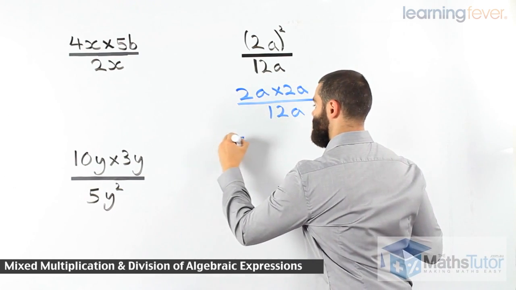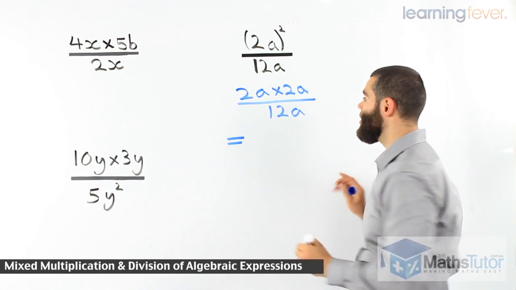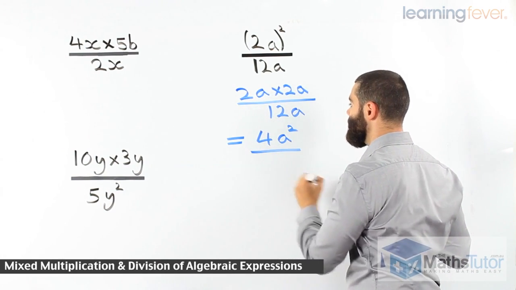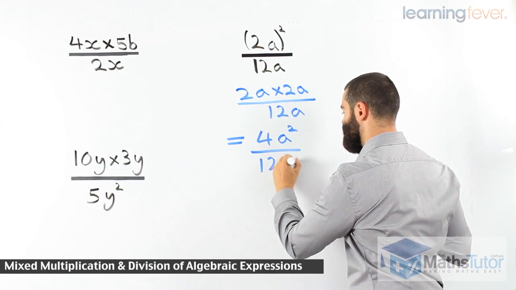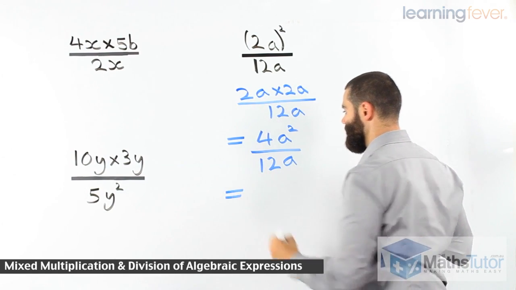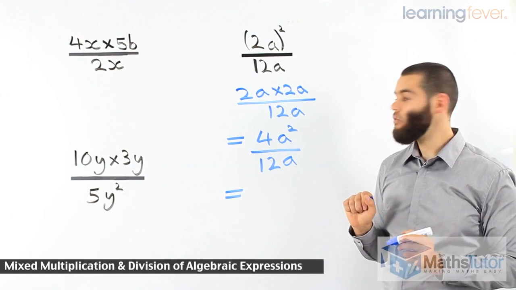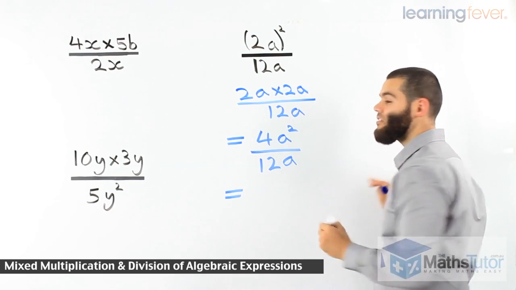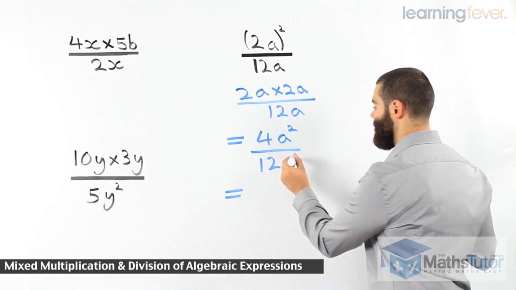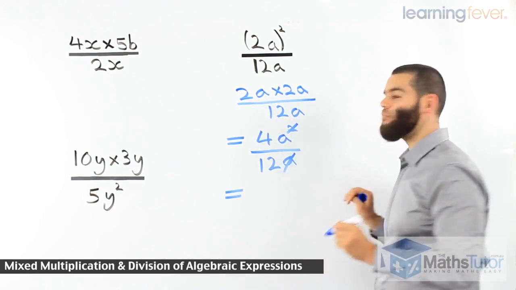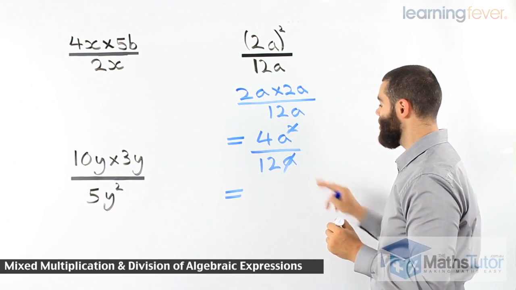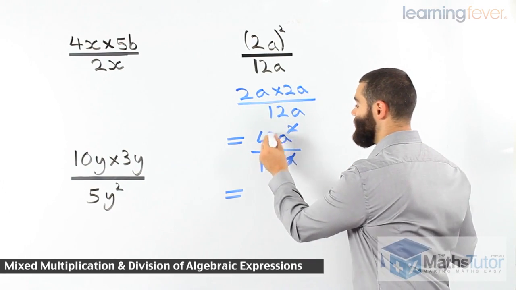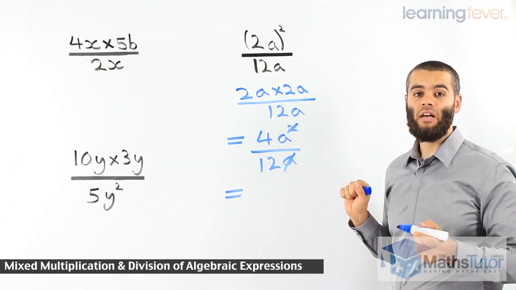So 2a times 2a is 4a squared over 12a. We know that a squared is in reality a times a. So this a will go with the 1 on the bottom, because a times a, there's 2 of them on top. The 1 on the bottom will go with one of the top ones. And 4 over 12, we know it's a fraction.